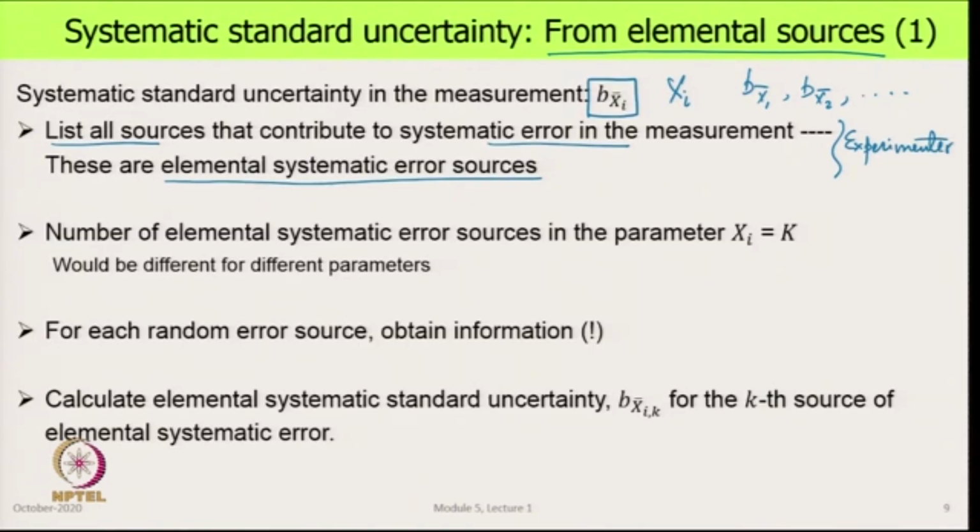Then let us say that the number of systematic errors that we have identified, we call this by the symbol k. And as with j, which was the random uncertainty counterpart of this number, here also k would strictly have been ki, which is the number of elemental systematic error sources in measurement xi. But we have to interpret that k does depend on which parameter we are looking at, and it could have different values for different parameters.